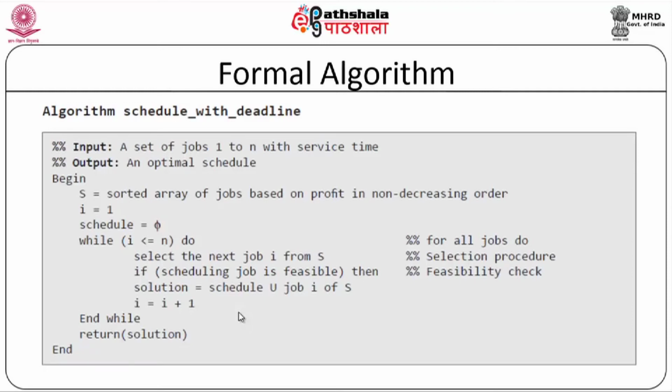You can see that there are n jobs given with service time. The aim is to generate an optimal schedule. First you are sorting. Initially the schedule is going to be null, then you are selecting the next job, then you are checking whether the deadline requirements are satisfied. If so, you try to schedule that, otherwise reject that. Continue till all the jobs are considered. Finally, the solution set is returned.